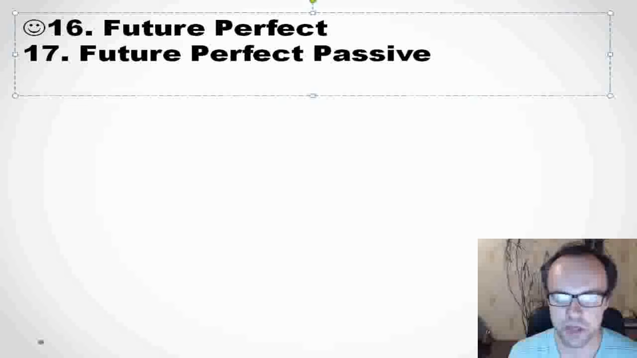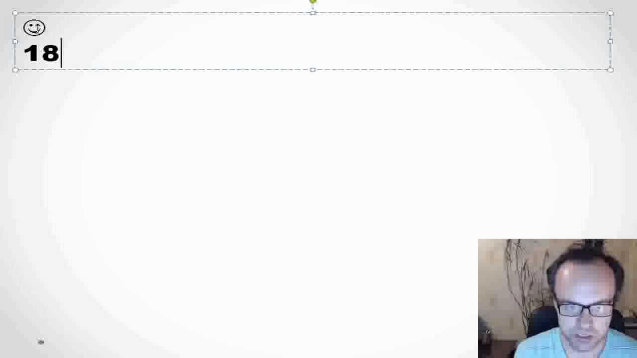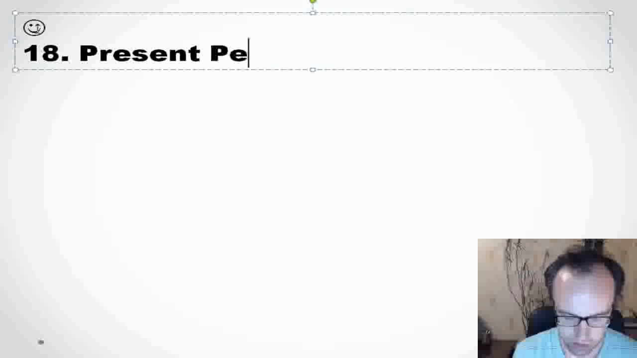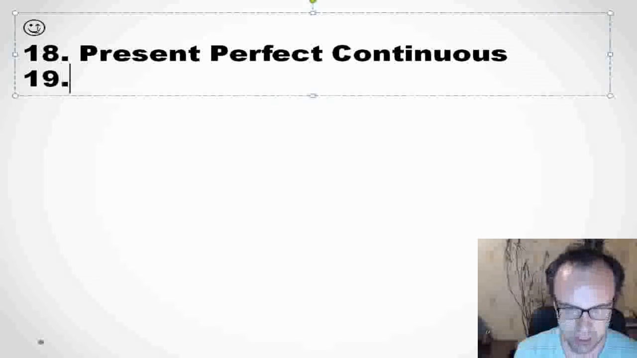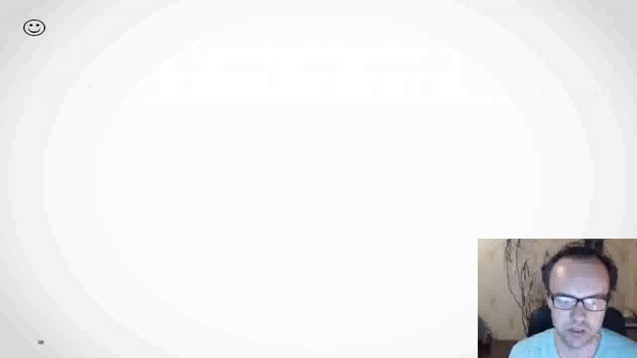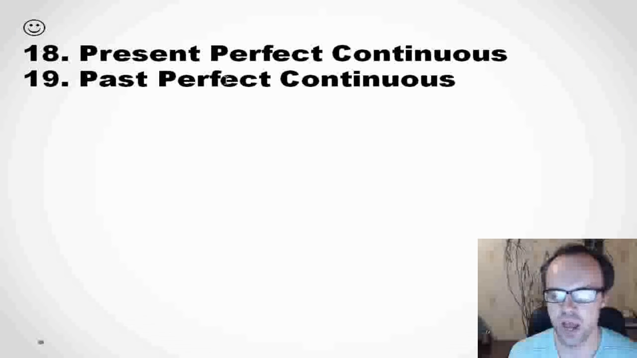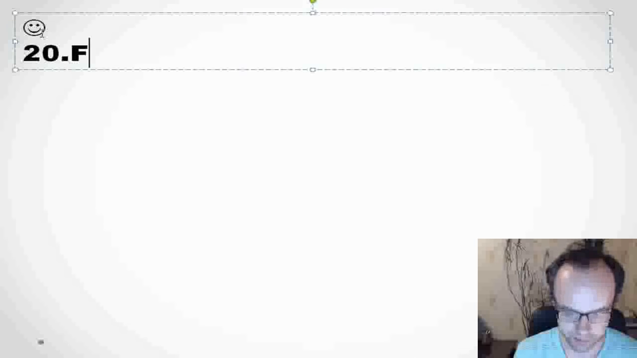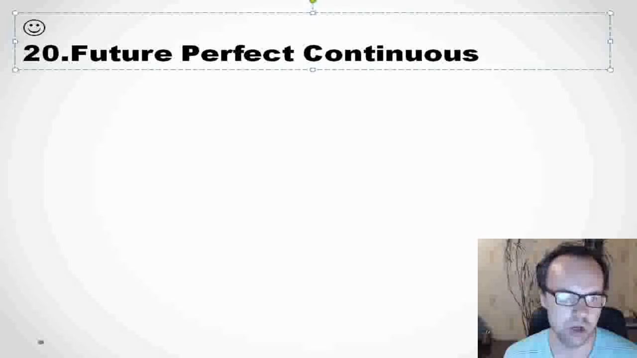Yeah, and then we'll talk about, you know, perfect continuous. So present perfect continuous. So we don't use passive with present perfect continuous. Okay, so next, past perfect continuous and future perfect continuous. So we don't use passive voice with perfect continuous. So we'll have a look at these tenses in active voice: past perfect continuous and future perfect continuous.